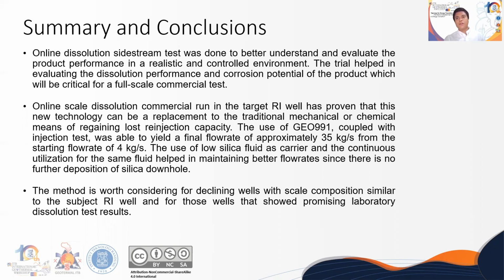So the use of Geo991 coupled with injectivity test was able to yield a final flow rate of approximately 35 kilograms per second from the initial 4 kilograms per second. So also the use of low silica fluid as a carrier of the dissolver can be beneficial in achieving better flow rates. So this method is worth considering for declining wells and scale composition similar to the subject RI wells and for those showing promising laboratory dissolution tests.